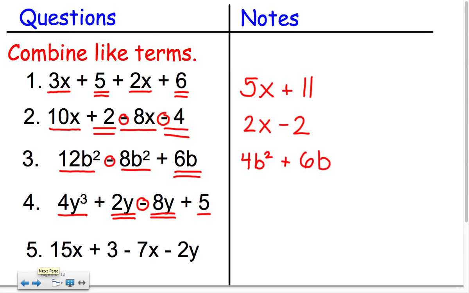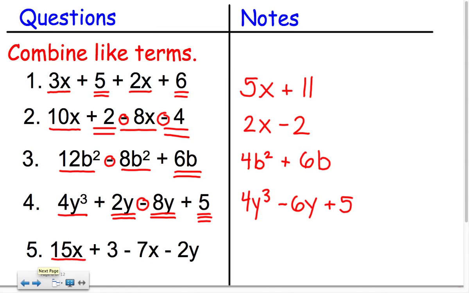And then 5 all by itself will get 3 lines. So 4y cubed was the only one with 1 line. And then 2y minus 8y is negative 6y. And then 5 is the only one with 3 lines. And number 5.